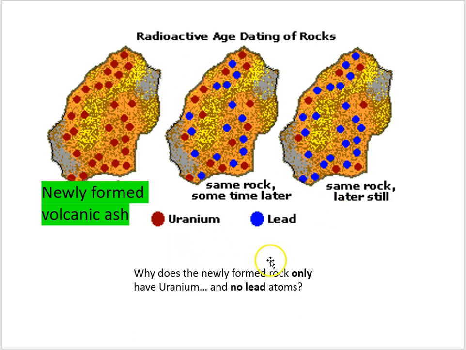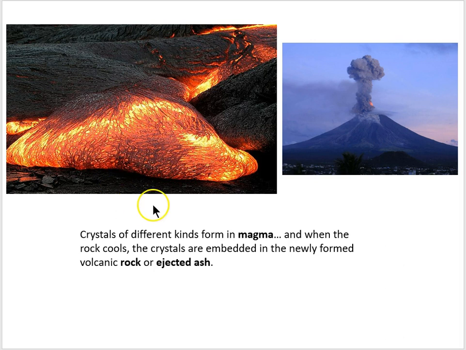But why does the newly formed rock only have uranium and no lead atoms? Because after all, we're measuring the relative amounts of the uranium and lead to get the age. So for this to work, the original rock has to have no lead atoms in it, just uranium. Well, we have to then take a look at how these volcanic rocks are formed.